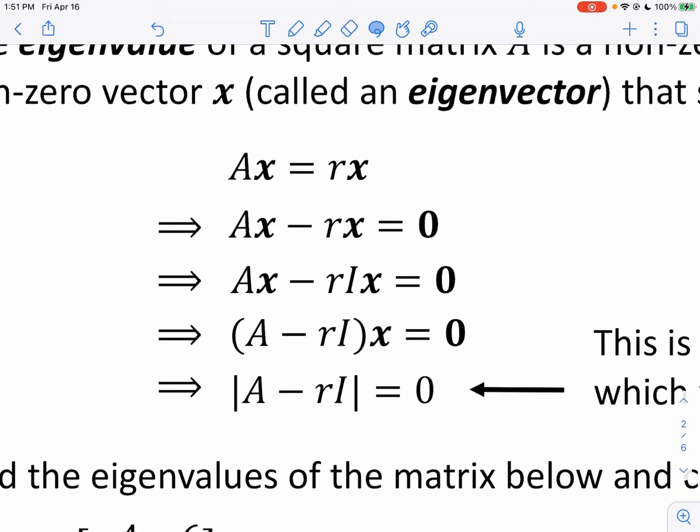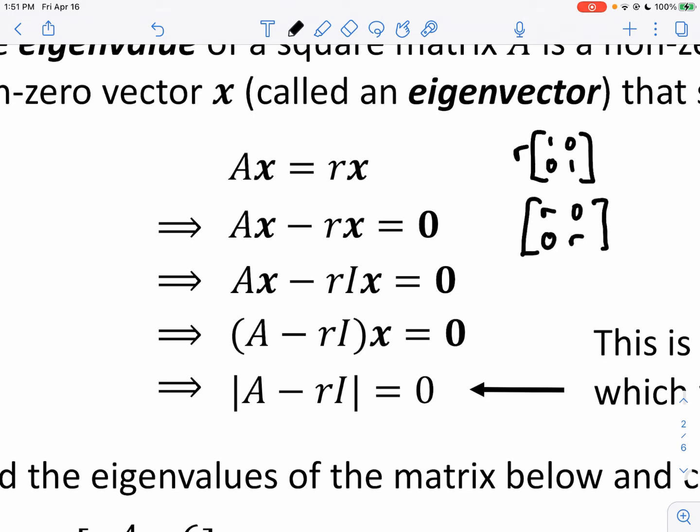For example, if the I wasn't written and all you saw in these parentheses was A minus r, this would be a nonsense operation because A is a matrix and r is a scalar. But if we have I in there, rI is an identity matrix multiplied by r. So if this is a 2 by 2 identity matrix, when you multiply by r, it just winds up looking like this.